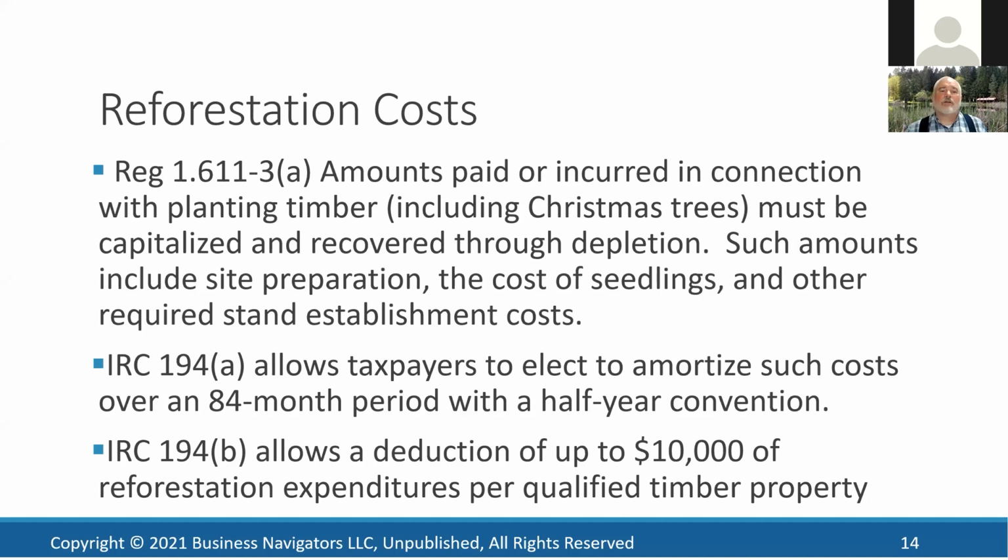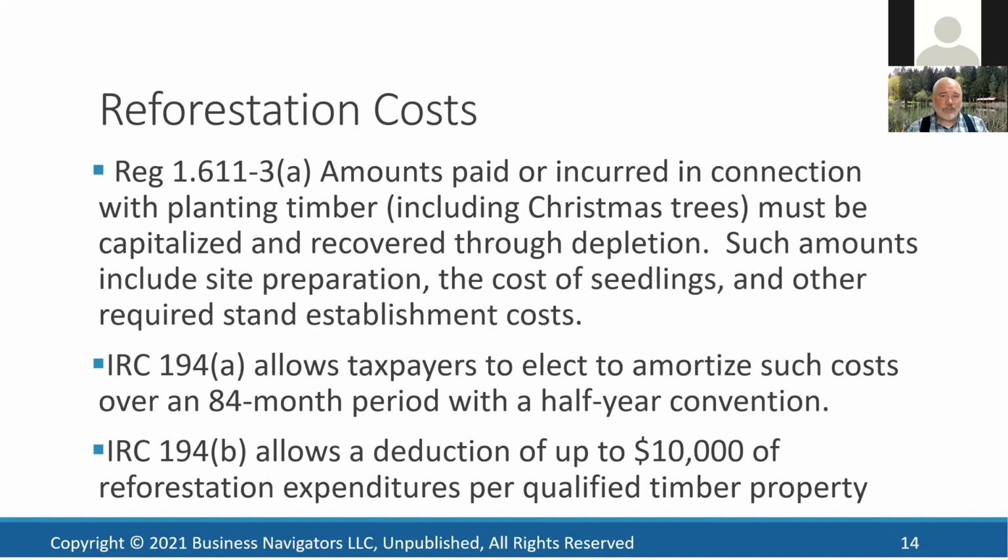So the Congress allows us two choices. And again, this has to be elected on a timely filed tax return. The first election is Code Section 194A. So we have to make this election on a tax return, on the tax return for the year in which you do the reforestation, have the reforestation costs.